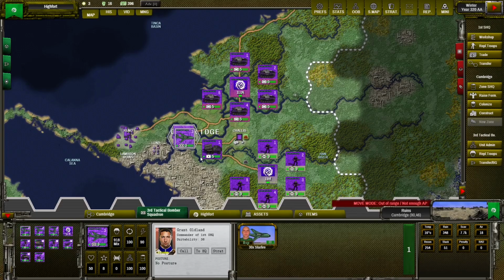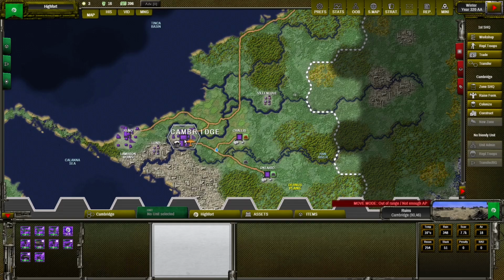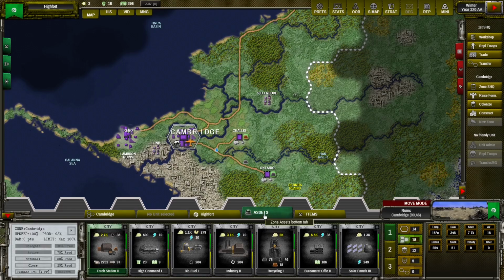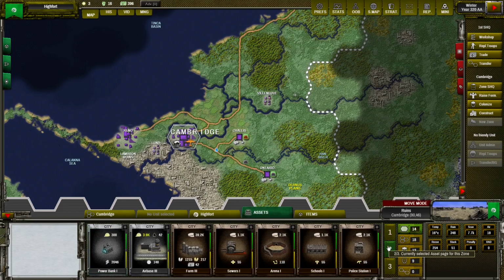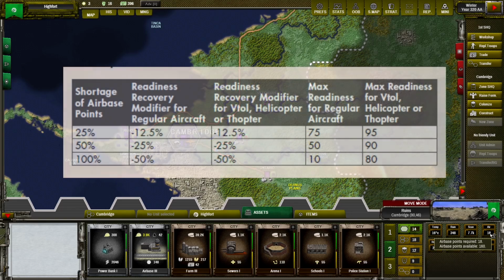So if we hide our units by pressing 1 on the keyboard, we can see the icon of the airbase. And if we switch to assets in this hex and find this airbase, you can see that this airbase is generating 148 airbase points. And in this hex, currently, our air units are using 18 airbase points. So you can see here in the hex information that airbase points required are 18 and airbase points available 160. This is also important because over time, if you cross this number, you will have a negative penalty for the readiness of your air units that are operating from this airbase.